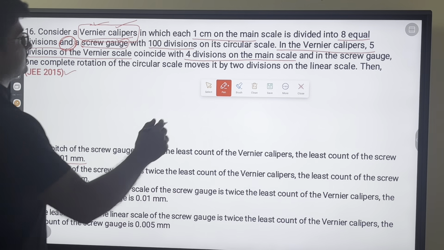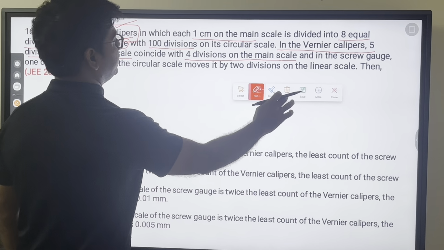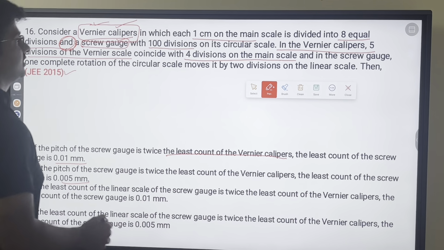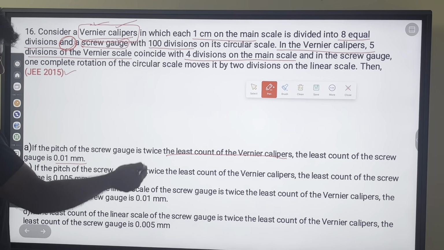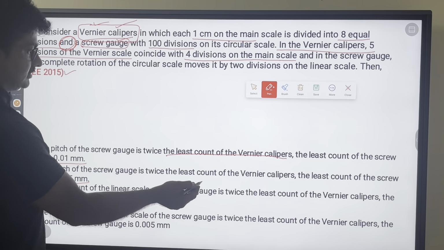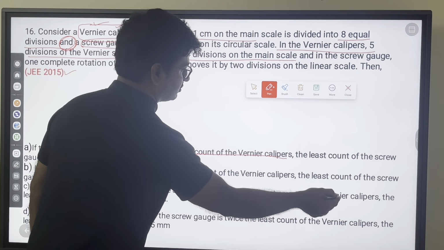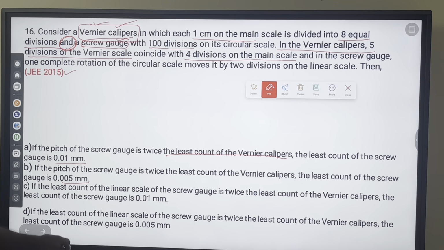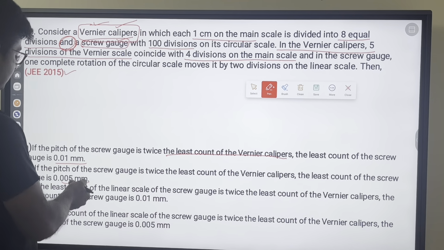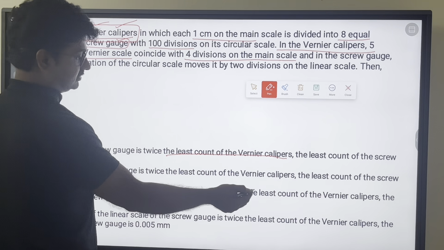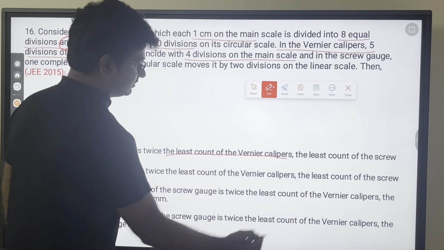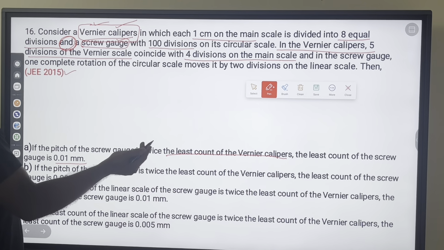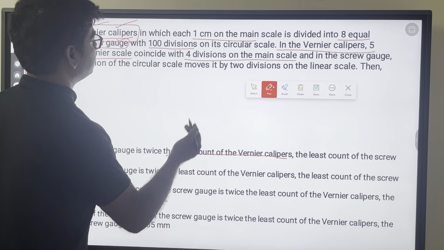Now what we have to do is find the least count of the vernier calipers, because these two options are based on that. Here also you can see, twice the least count of the vernier calipers. The options are based on the pitch of the screw gauge, the least count of the screw gauge and the least count of the vernier calipers. So what you are supposed to find is the least count of the vernier calipers.